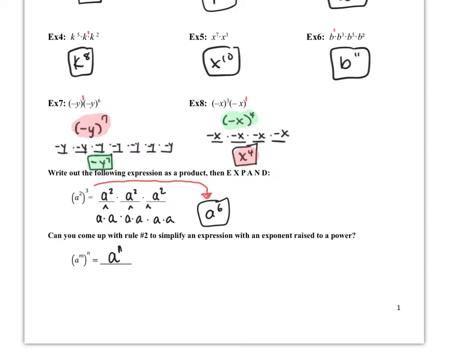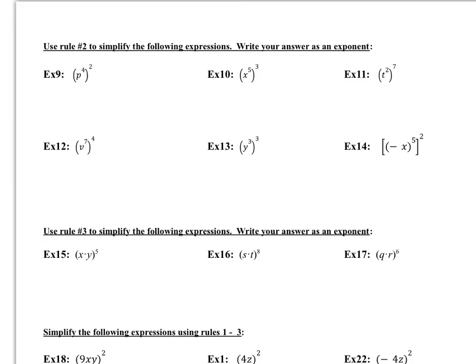So this would be a to the m times n. That's going to be my rule number 2. So on your rule sheet, rule number 2, you're going to go ahead and write this rule.